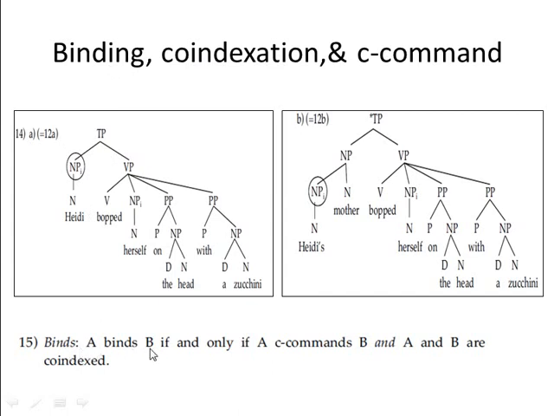Binding: A binds B if and only if A c-commands B, and A and B are co-indexed. So here, for example, A is a noun phrase. So the noun phrase c-commands the noun phrase here, so Heidi c-commands herself. Sorry, Heidi binds herself if Heidi, the noun phrase, c-commands herself, the noun phrase, and Heidi and herself are co-indexed.